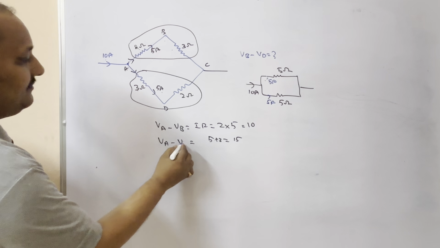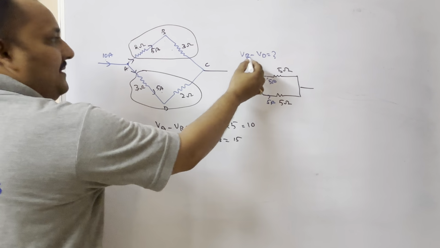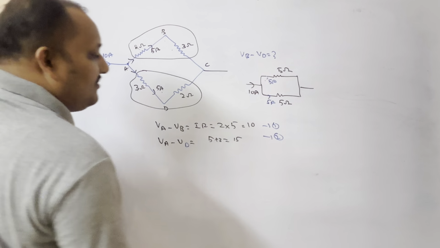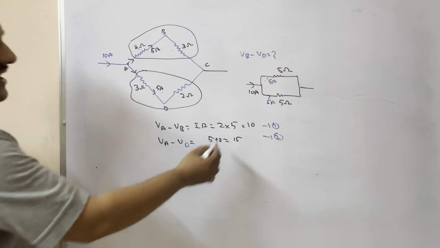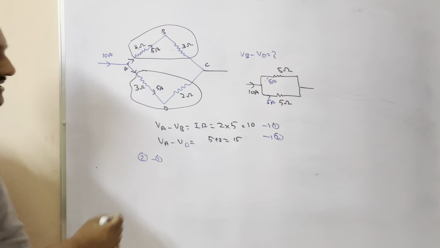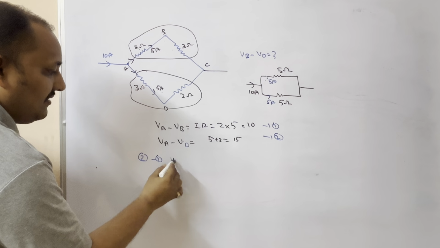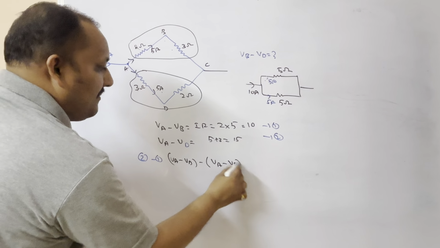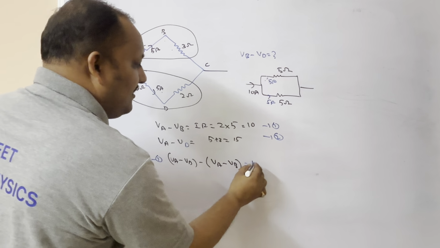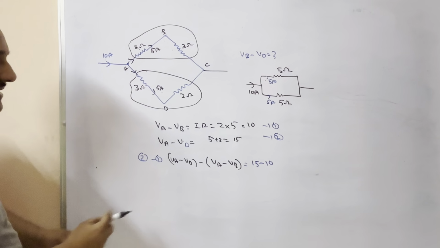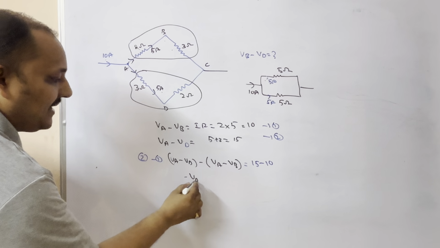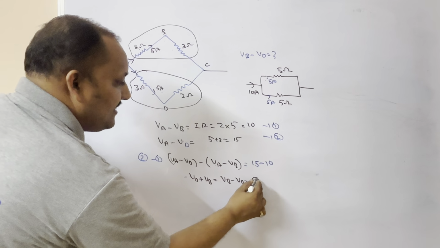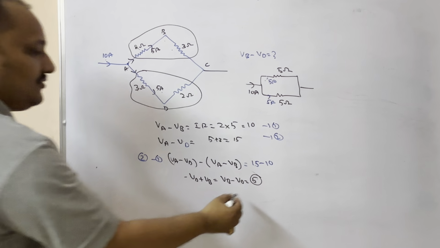VA minus VD. So VB minus VD means you have to subtract 1 minus 2 or 2 minus 1. You can see carefully, you have to do 2 minus 1. If you do 2 minus 1, VA minus VD minus VA minus VB is equal to 15 minus 10. Then see, VA will be cancelled, minus VD plus VB. Therefore, VB minus VD is 5 volts.